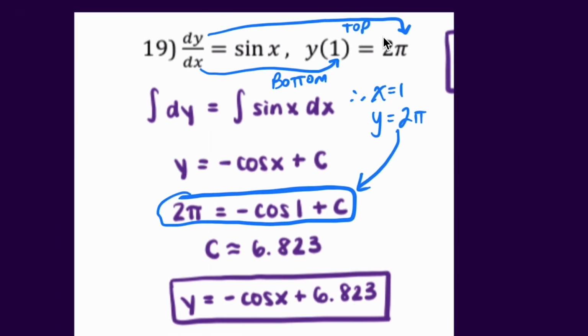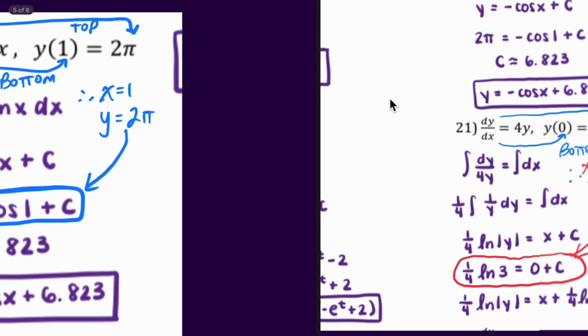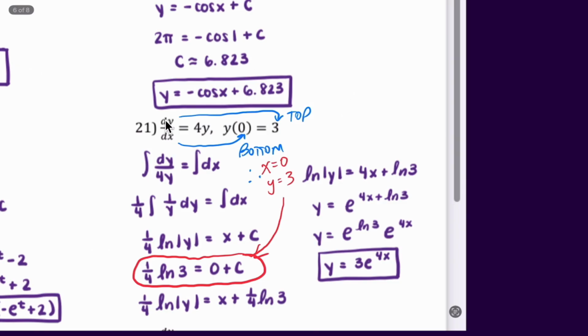Top, opposite side of the equal sign, y equals 2 pi. Bottom, x equals what's in the parentheses, x equals 1. Couple more. Top, opposite side, I guess you can see that O in the word top. Top is opposite, y equals 3. The bottom is what's in the parentheses.